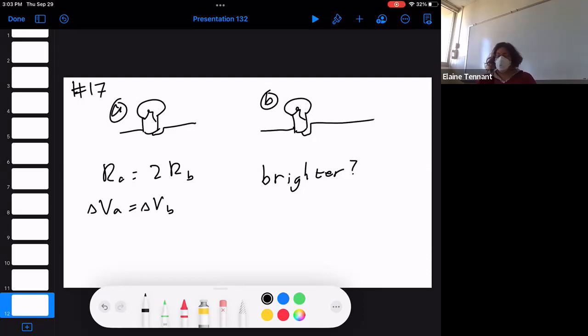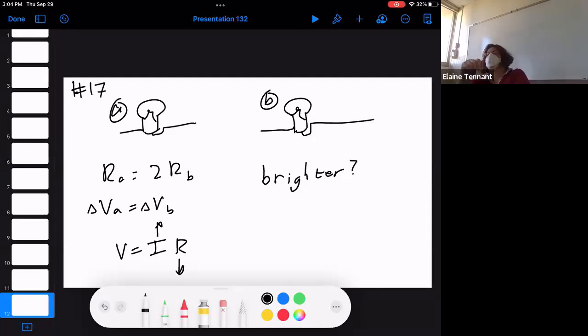Let me ask you, if they have the same voltage across them, which one will have more current through them? So I got V equals IR. If they have the same voltage, which one will have more current? The one with the higher resistance or the lower resistance? Yeah, so lower resistance gives you higher current.